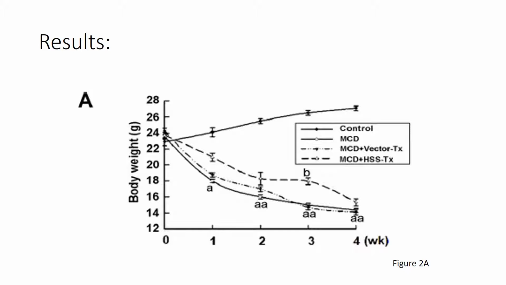So moving on, the body weight of mice with the HSS gene transfection, the non-transfected mice, and vector transfected mice, these three groups showed a clear decrease in body weight. However, the HSS transfected mice were able to improve the MCD diet-induced body weight loss.